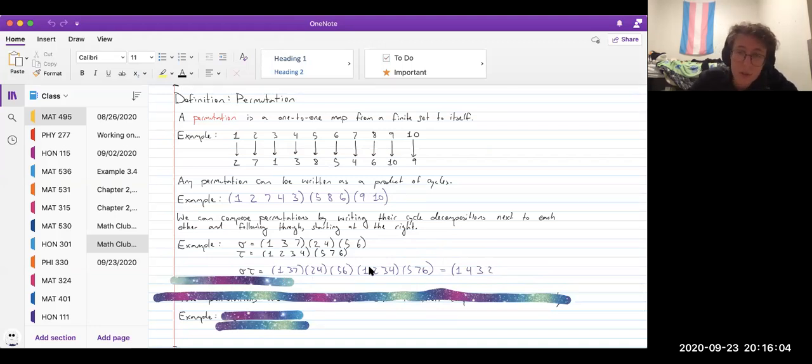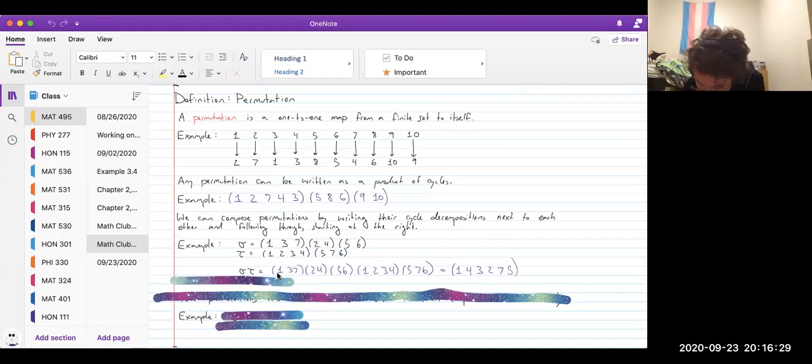Now we see what happens to 2. 2 goes to 3, follow it along, 3 goes to 7. Now we start with 7, 7 goes to 6, 6 goes to 5. All right. And now 5 goes to 7, 7 goes to 1. And since we've reached the beginning, we close it now.